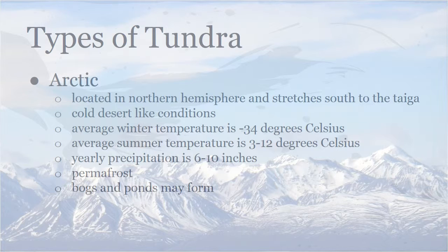Annual yearly precipitation is 6 to 10 inches, and the permafrost that exists is what gives it most of its characteristic look. It's a layer of permanently frozen subsoil. Also, bogs and ponds may form when water saturates the upper soil surface, and that allows for some plants to grow.